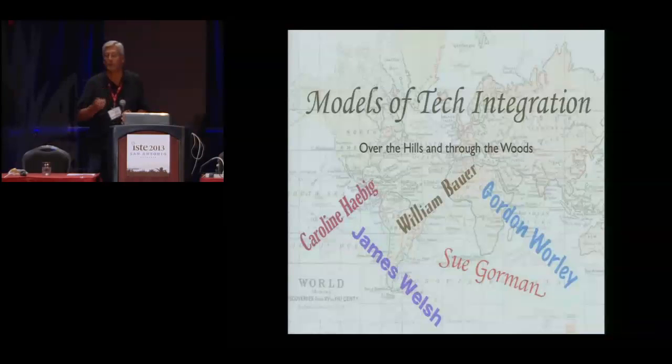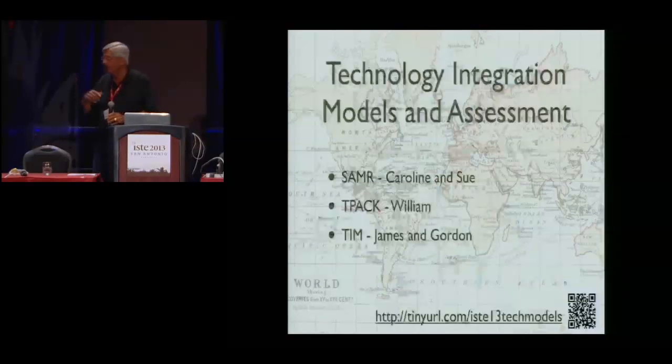So we're going to talk about 3 models of technology integration. The SAMR model, number 1, and Carolyn and Sue, which are to my right, are going to discuss that for about 10 minutes or so. And then we're going to talk about TPACK, and Bill is going to talk about the TPACK model. And then we're going to talk about the Technology Integration Matrix, or TIM, and James, who is virtually with us from Florida. I have a video from him, and I'll kick in some at the end on that. And then we're going to open it up and just have a discussion about the 3 different models and see how it goes from there.